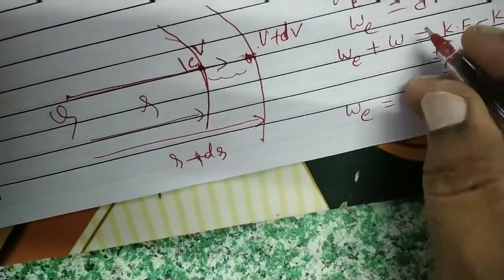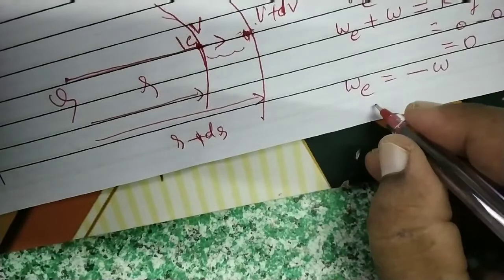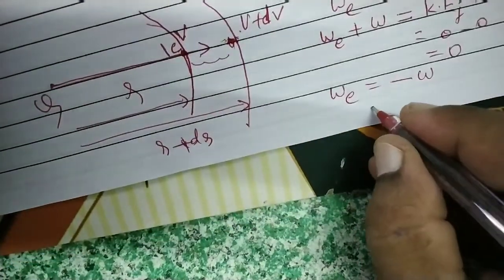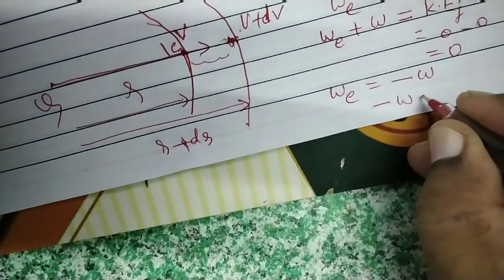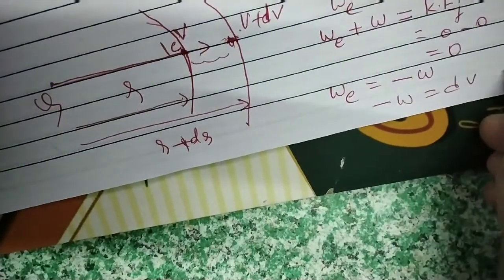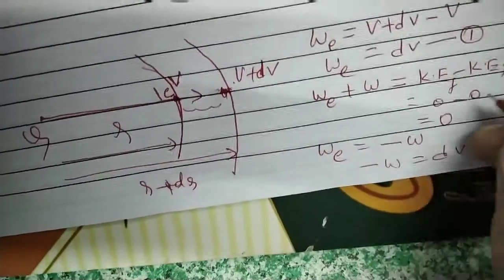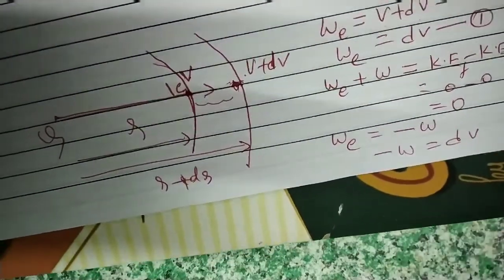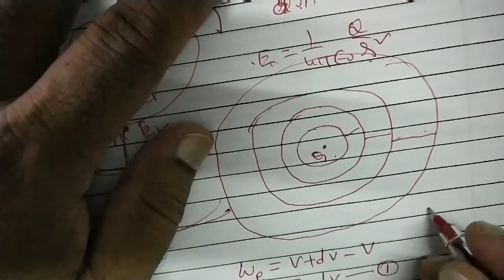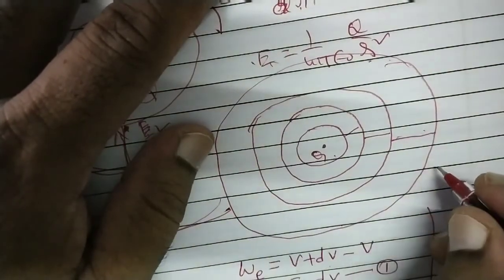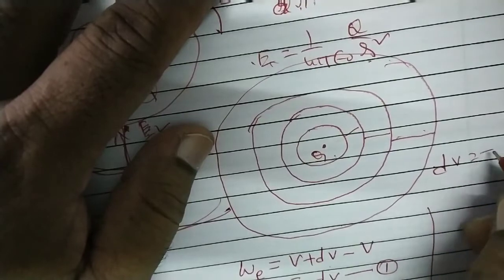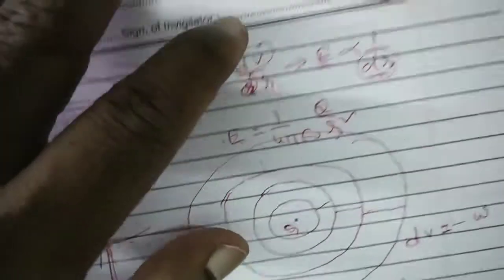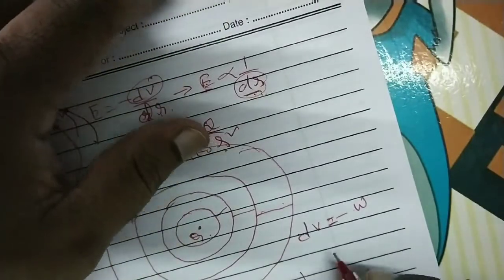So that is why equation 1 becomes: instead of work done by the external agent, we can place minus work done by the field, that is equal to dV. In that way, minus work done by the field has become equal to dV. Now what we are doing: dV is equal to minus W. It becomes equal to this much. dV is equal to minus W.